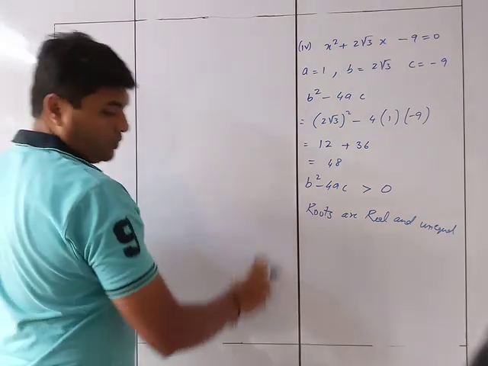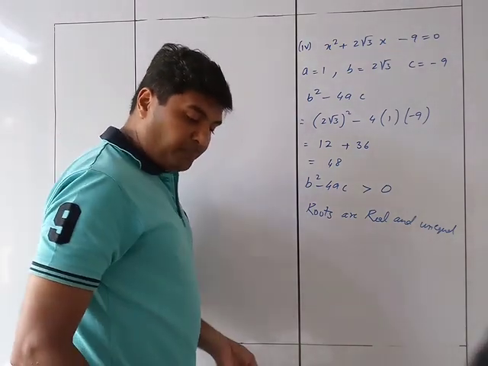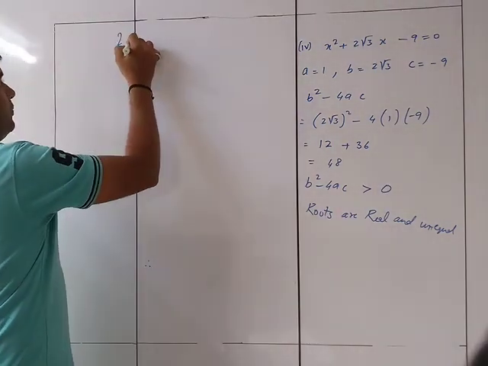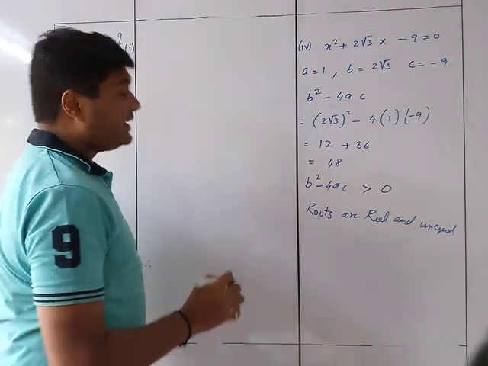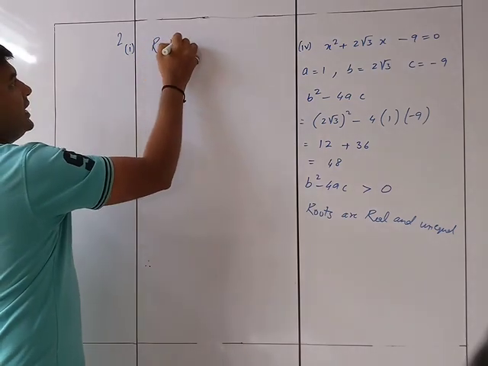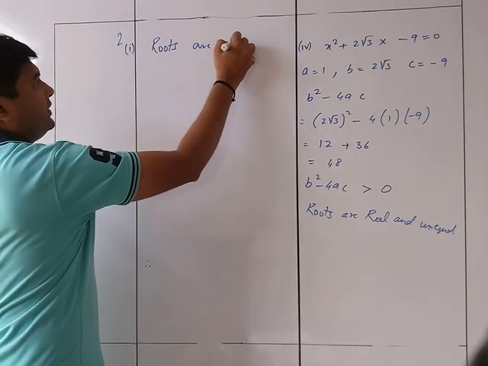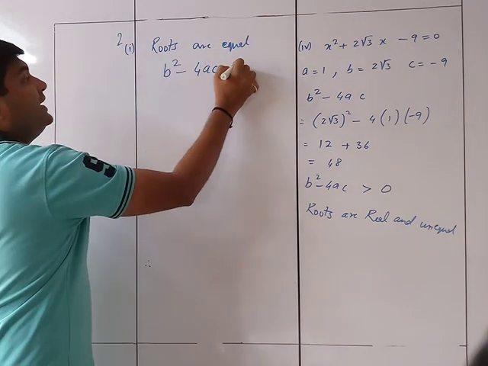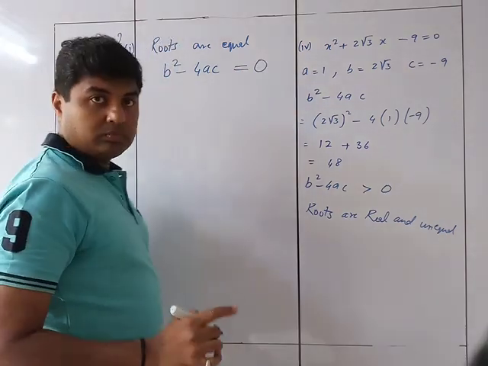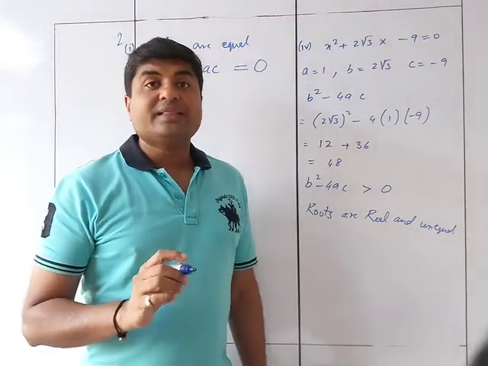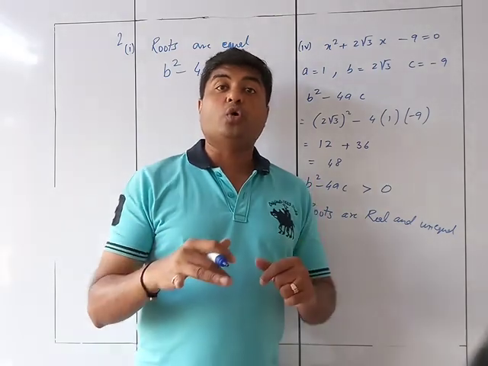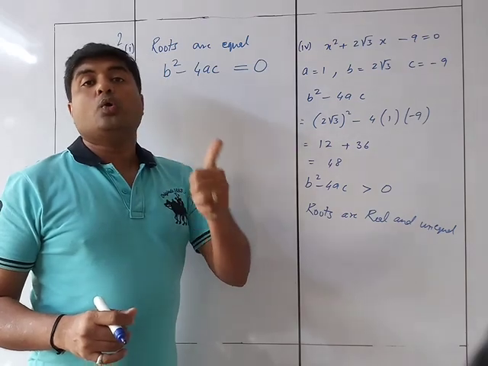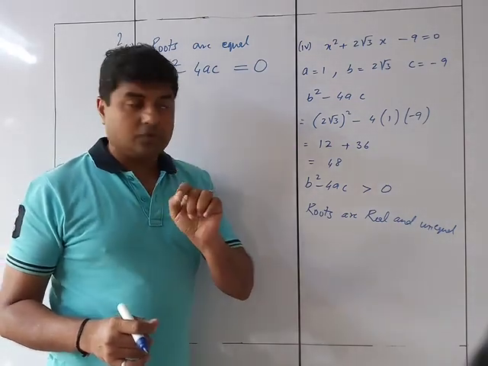The second question is, find the value of p if the quadratic equation has equal roots. See, the very important part here is that it is given that roots are equal. So if the roots are equal, what do we know? We know that b square minus 4ac is equal to 0. That's the important part. We need to know that the value of b square minus 4ac will be 0. Why? Because it is given that the roots are equal. When are the roots equal? Only when b square minus 4ac is equal to 0.